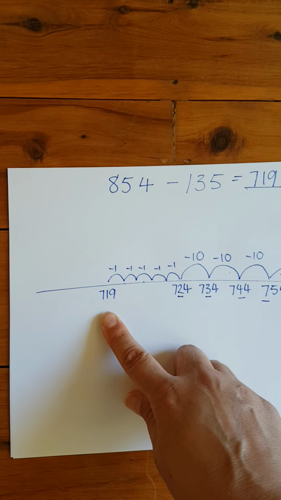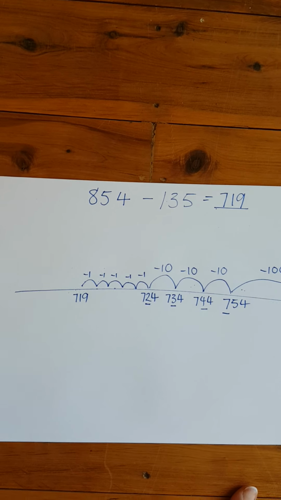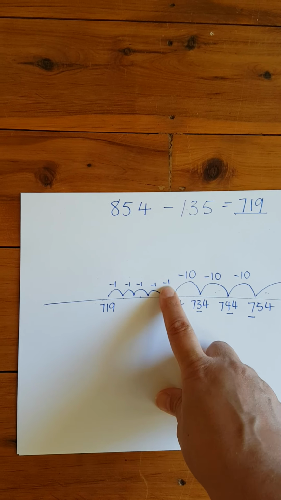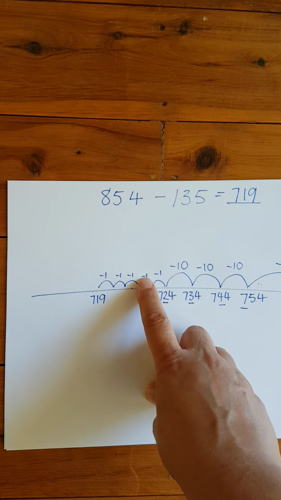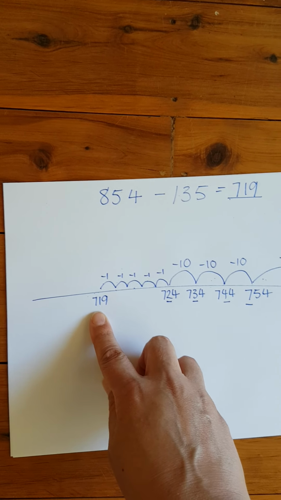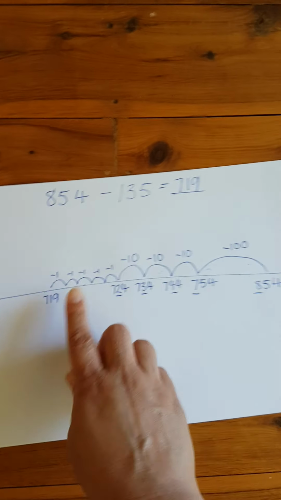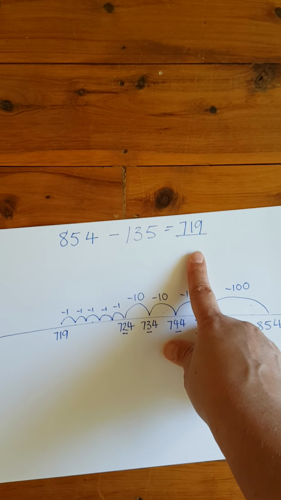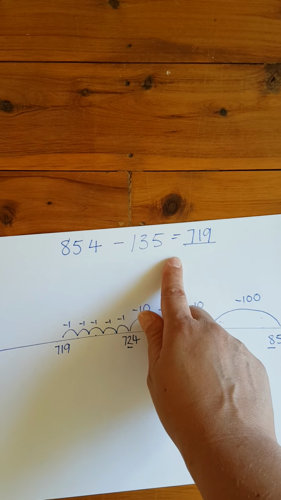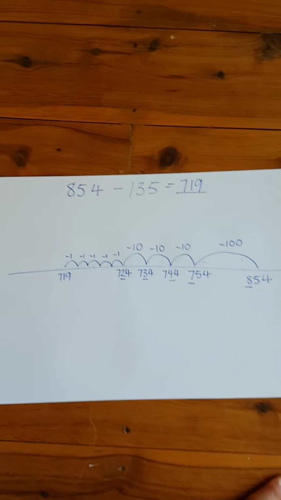719. If students are getting confused with saying the 7 for the 700 every time, of course you could just stick with the 24, 23, 22, 21, 20 and 19, and just remind them at the end to put the 700 back on at the beginning. And of course we come up to our original question, 854 subtract 135 equals 719, and that is using the jump strategy.